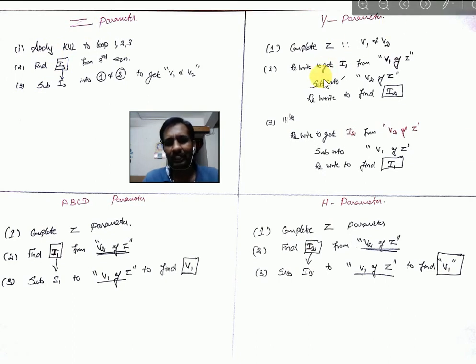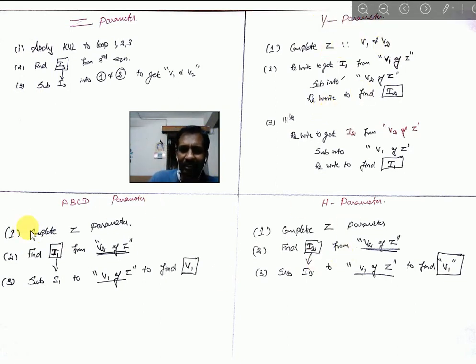The next one is the Y parameters. For Y parameters you need a little bit of attention first, but it is a very simple method for the remaining 3 parameters. What is the first step? Complete the Z parameters. In Z parameters, you found V1 and V2, and that is the first point for the remaining parameters. So complete Z, V1 and V2. You need a little attention on the Y parameters.